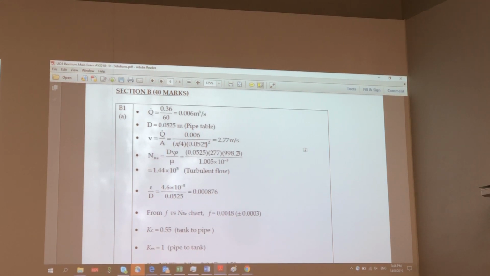Then just now we mentioned there will be a sudden contraction, please write inside the bracket. Listen. Can you all please write this? Because from tank to pipe. Okay? And this one is because from pipe to tank. Otherwise, Kc may not equal 0.55. Right? Okay? From the table. Okay now?